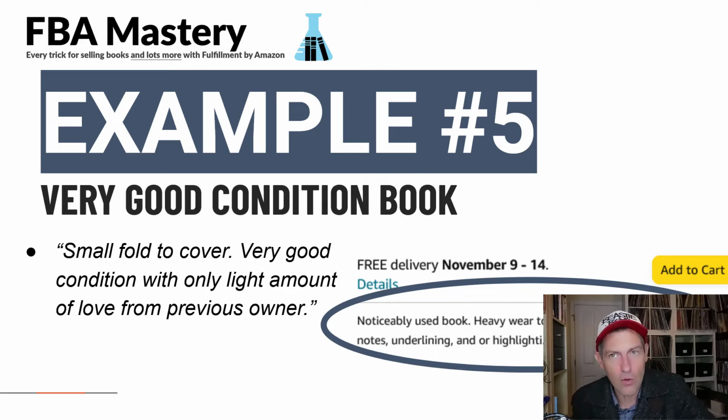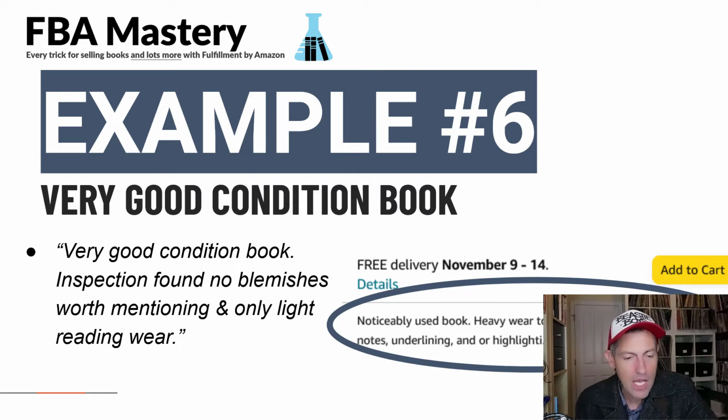I like the words previous owner because it's factually correct, but it kind of leaves the impression that maybe there was only one previous owner, when ultimately we usually can't verify how many owners, how many hands the book has passed through, unless it's a book from your own collection, right? So you're not exactly lying. It's not really deceptive, but it's just like, hey, the previous owner didn't do much damage. Okay. Example number 6: very good condition book. Inspection found no blemishes worth mentioning. I kind of like this. No blemishes worth mentioning, only light reading wear. So in other words, you're saying, hey, there's no actual specific damage to this book. It's just clearly used, but that's the most we can say.